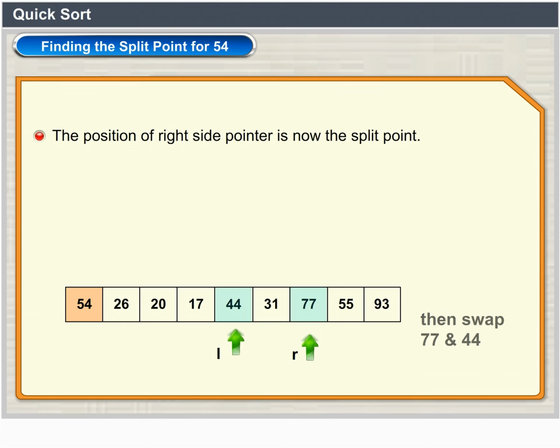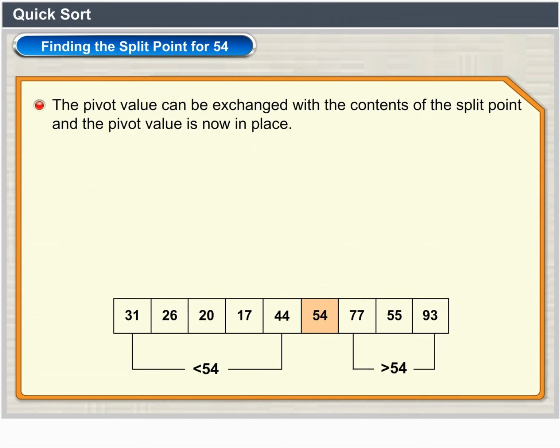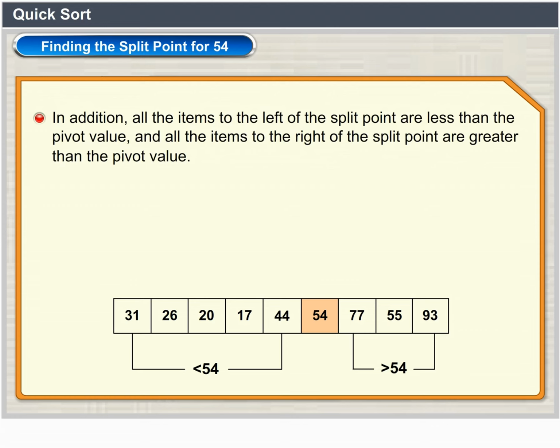In this figure, 77 is greater than 54, so stop there. 31 is less than 54, so stop there. Since R is less than L, swap 54 and 31. The pivot value can be exchanged with the contents of the split point, and the pivot value is now in place. In addition, all the items to the left of the split point are less than the pivot value, and all the items to the right of the split point are greater than the pivot value.